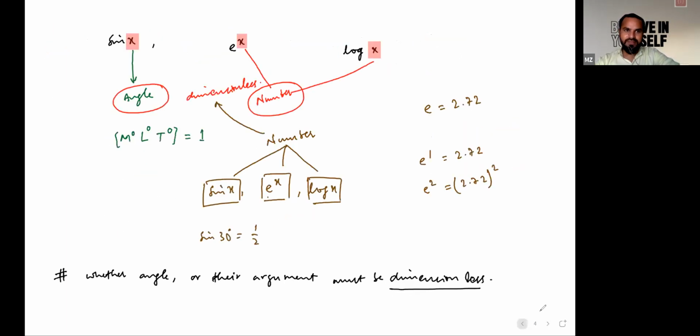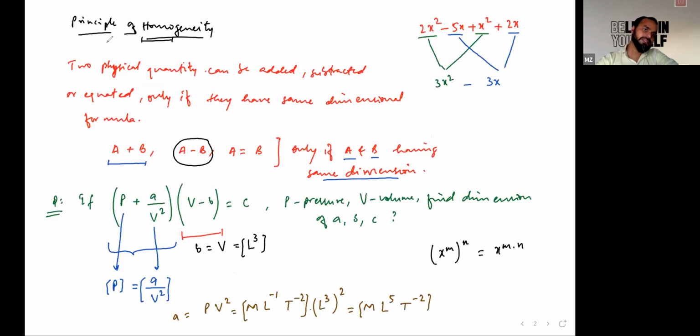Kezia, we have just defined the principle of homogeneity. It tells you if two physical quantities would be added, subtracted, or equated only if they contain the same dimension. So if there is written a plus b, a minus b, or a is equal to b, all three expressions would be possible only if a and b contain the same dimension. Okay, sir.